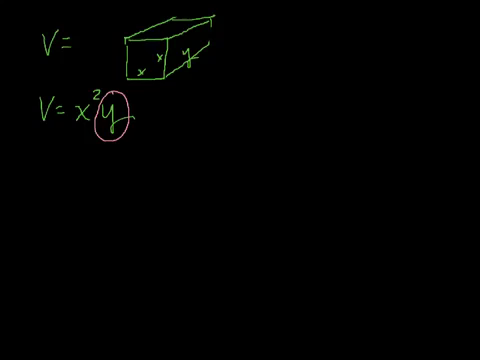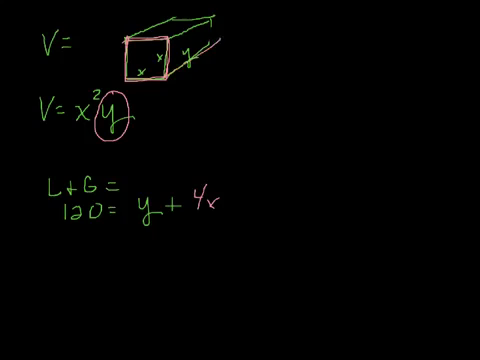So length plus girth, we know that that's 120. And what does it equal? Well, the length is y. And the distance around a square, there's 4 sides, right? So if I go around that square, it's x plus another x plus another x plus another x. The girth, the distance around, is just adding those 4 sides together. That's 4x. So you have this equation, 120 equals y plus 4x, which is what it said. It said length and the distance around, and it's a square, so it's 4 times x.